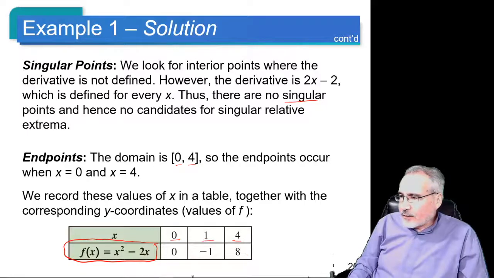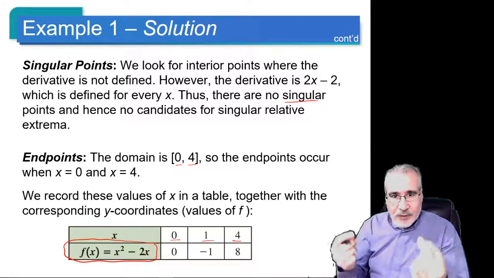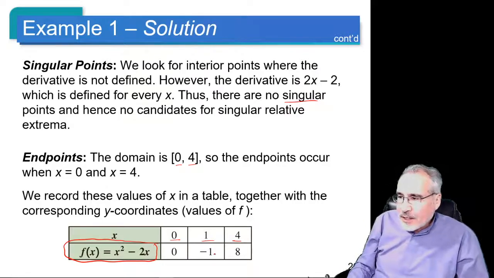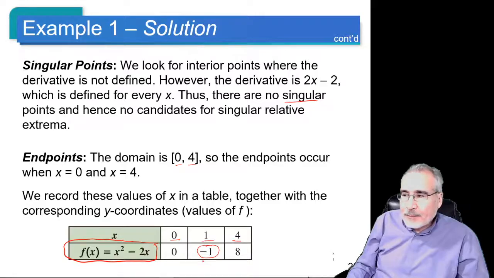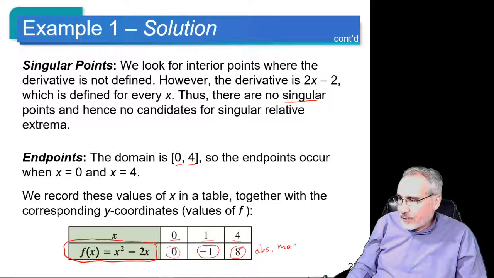Get the y values. We can see -1 is lower than either of the values on the 2 sides, and if you remember how a quadratic function works, it's U-shaped. We can pretty much at this point say, yeah, this is going to be an absolute minimum. And between the endpoints, this is going to be a relative maximum because it's bigger than that one, but this would be our absolute max.